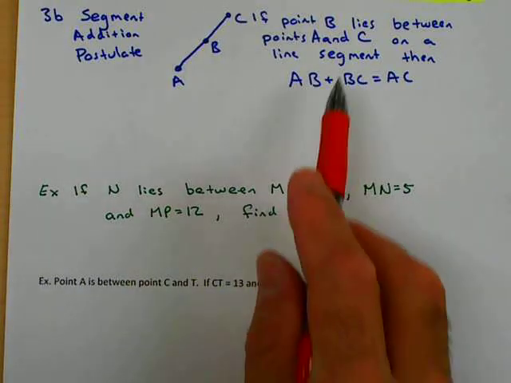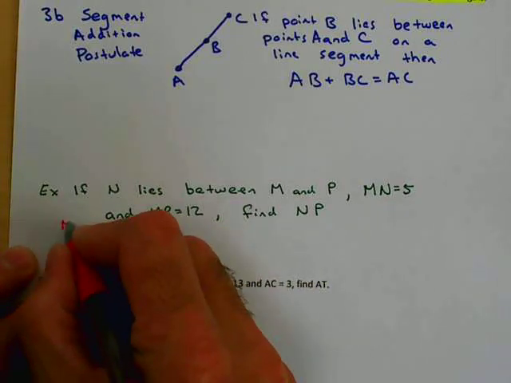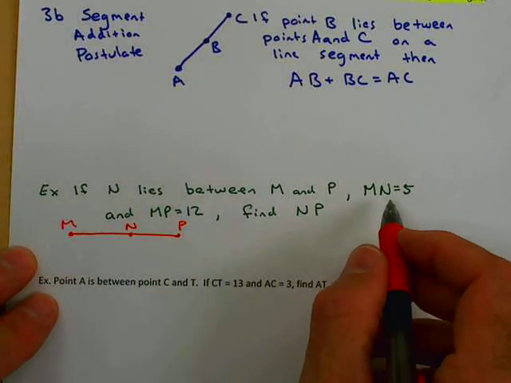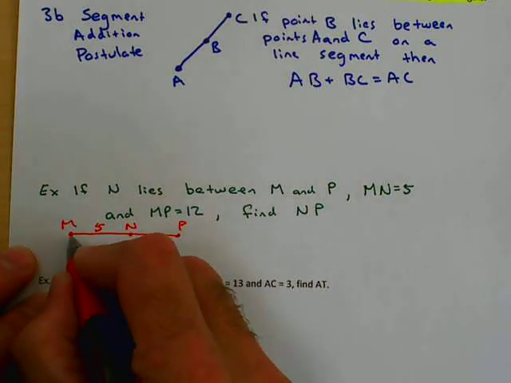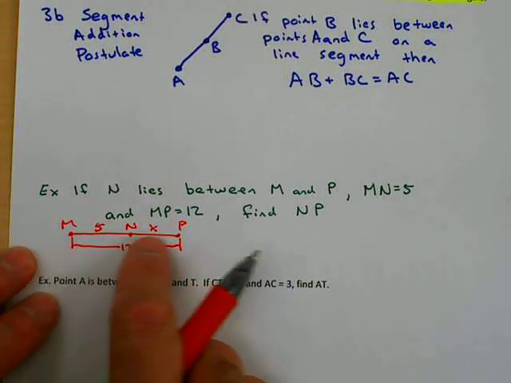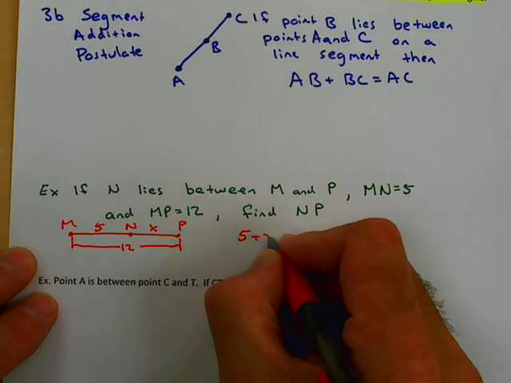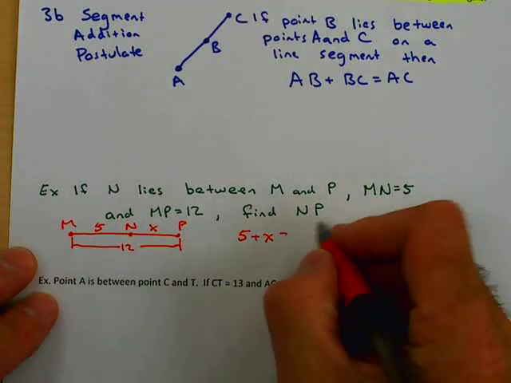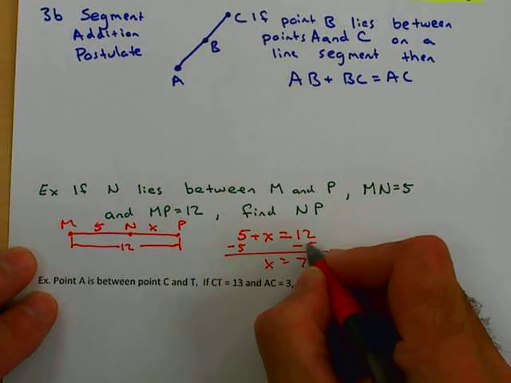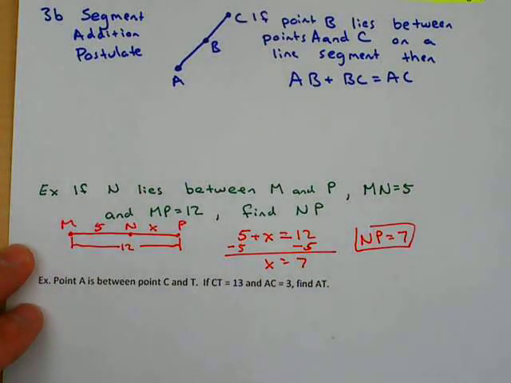In this situation, if N lies between M and P, I'm going to draw my M, P, and N lies between them. MN is 5. MP is 12. And we want to know what that value is. The segment addition postulate tells us if we add 5 and x, we'll get the total length, which is 12. Subtract 5 from both sides, x equals 7. So that means NP is 7. That would be my answer for that particular problem.